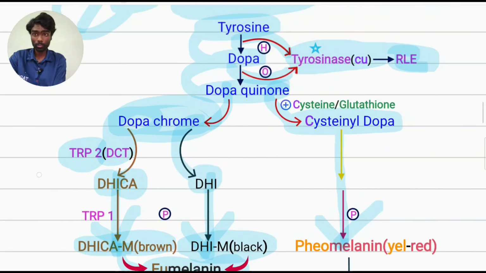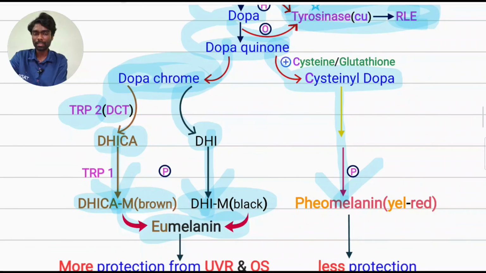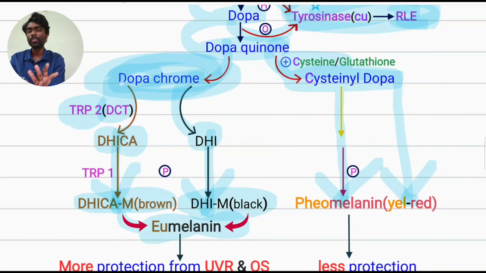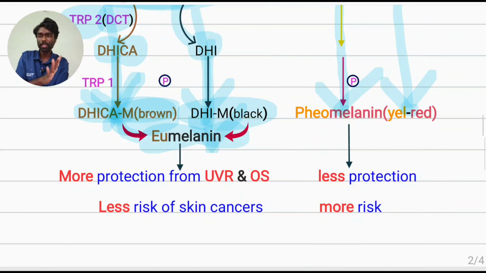Here is a simple flowchart. Tyrosine to DOPA, DOPA to dopaquinone by the same enzyme tyrosinase. Then if cysteine is present, cysteinyl DOPA to pheomelanin, simple yellow red melanin, which is present in fair skinned individuals. If cysteine is absent, it will form dopachrome, then DHI melanin, which is black melanin. If TRP2 and 1 are present, DHICA melanin, that is brown melanin. Finally, eumelanin is brown black in color, pheomelanin is yellow red in color.